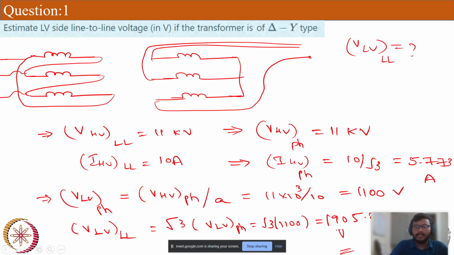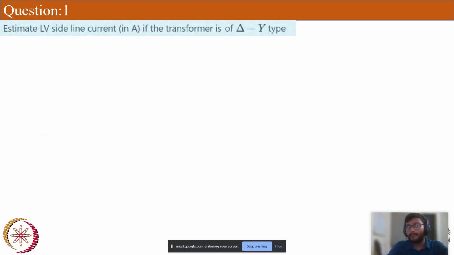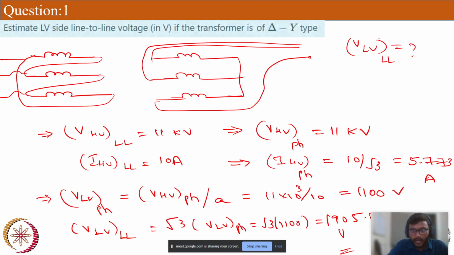Okay, yeah, this is again a simple connection. Once you draw the circuit connection, it will be very easy. So same thing, now we have to calculate the LV side. What was asked? Low voltage side current, line current. Okay, now we just calculated the HV side.